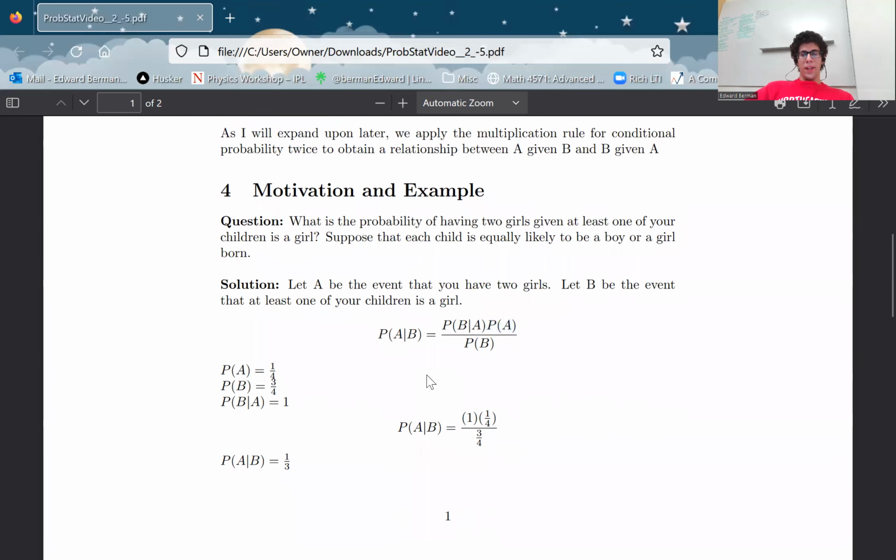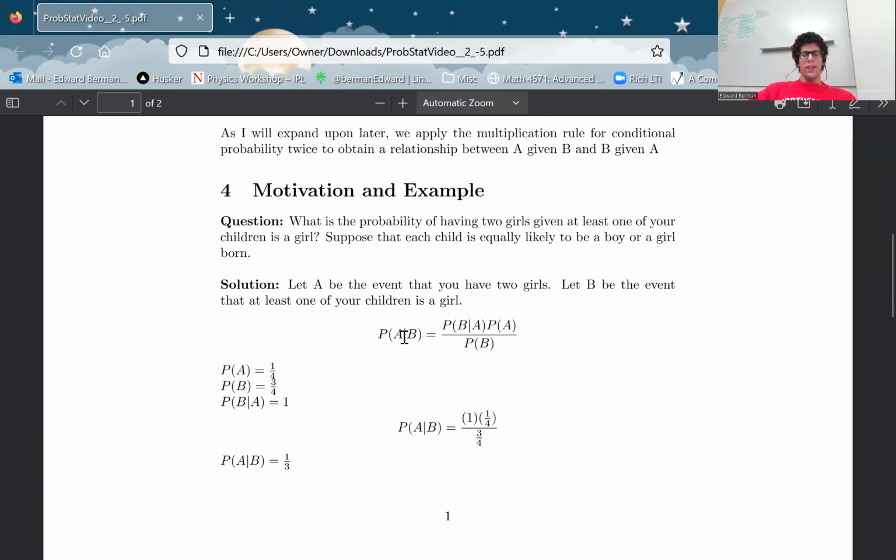For the probability of B, the event that at least one of your children is a girl, well, that would be 3/4. There are 3 ways this could happen. You could have a girl and then a boy, or a boy and then a girl, or a girl, girl. And then there's also a fourth in our sample space. That would be boy, boy. So this is 3/4. And now we conclude with what is the probability that at least one of your children is a girl, given that you have two girls? Well, that's 1. If you have two girls, at least one of them must be a girl.